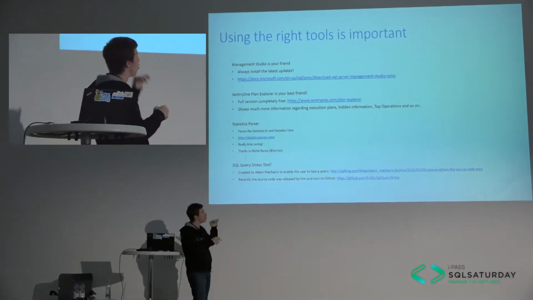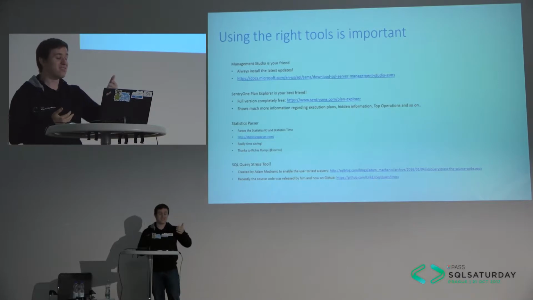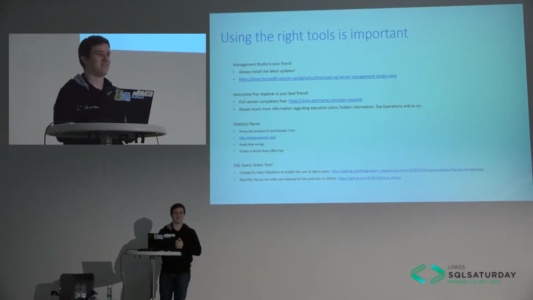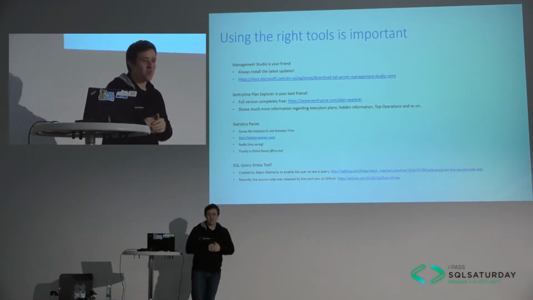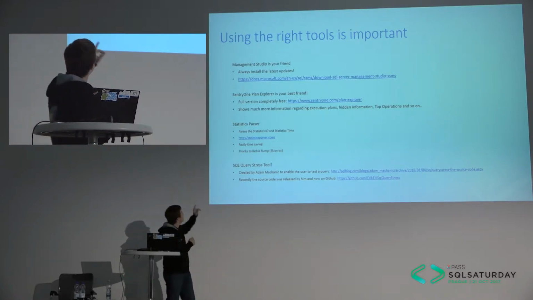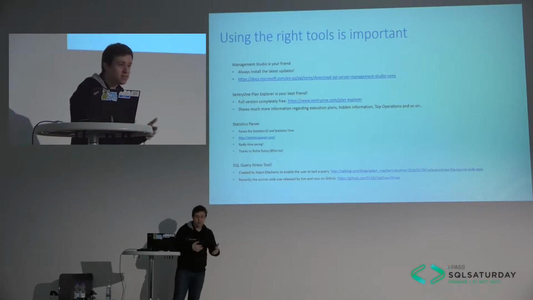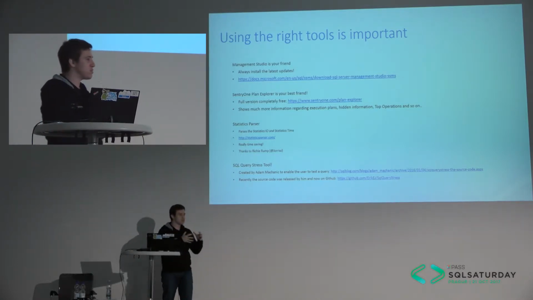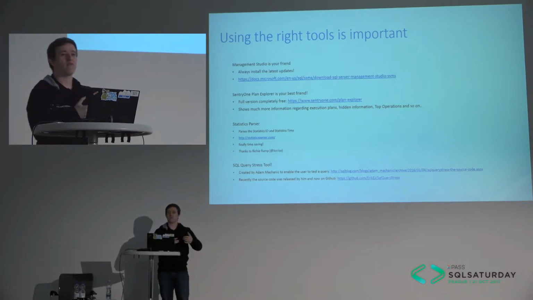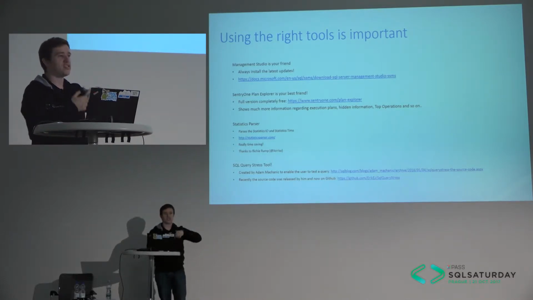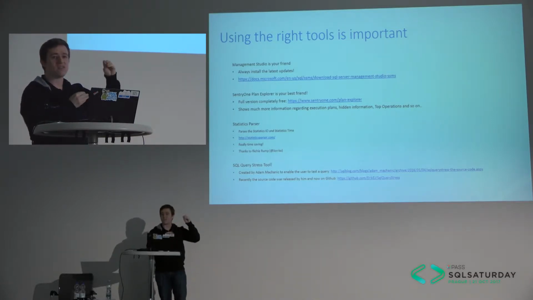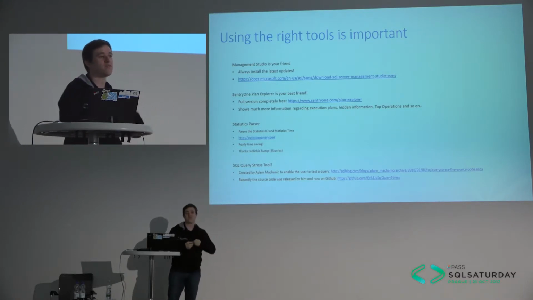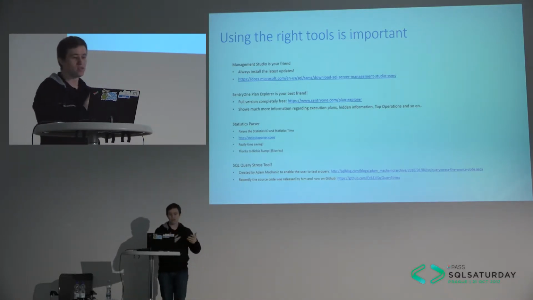Another tool, more a website, is Statistics Parser. How many of you know that? Only you? You get a free beer then. This is quite surprising, but this guy, Richie Rump, is based in the US. He developed this website where you can paste the output from statistics time IO or just statistics time, and he parses that information for you. So you can easily see how many pages were read, how many logical pages, physical pages, read-ahead pages, and so on.